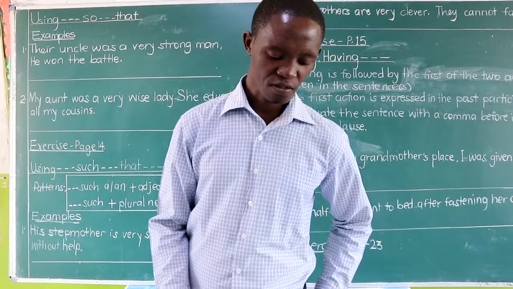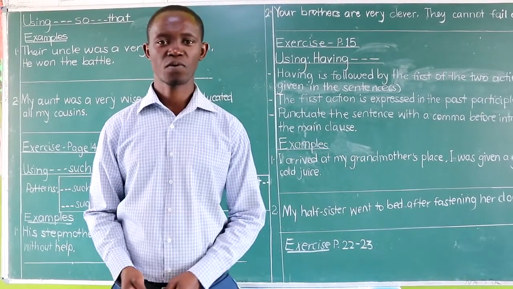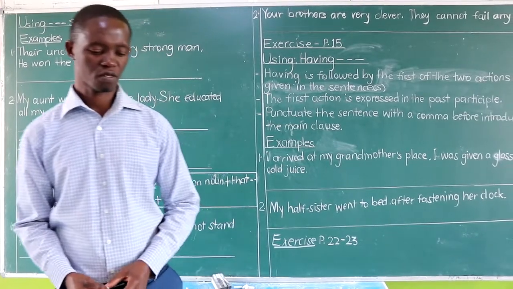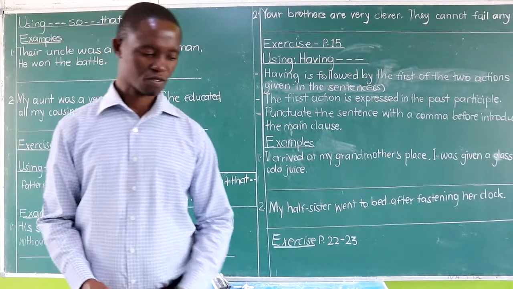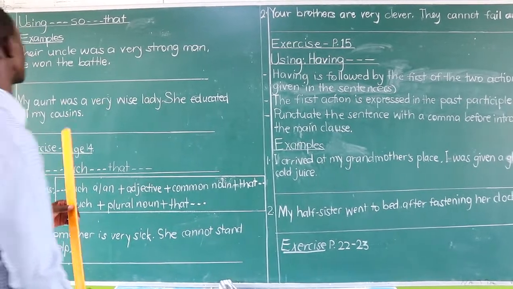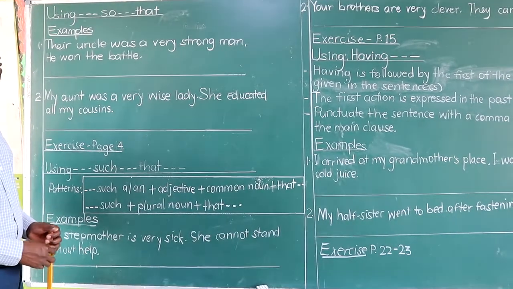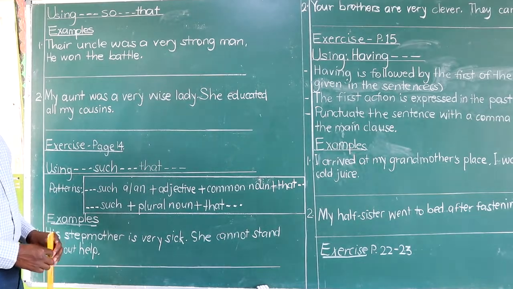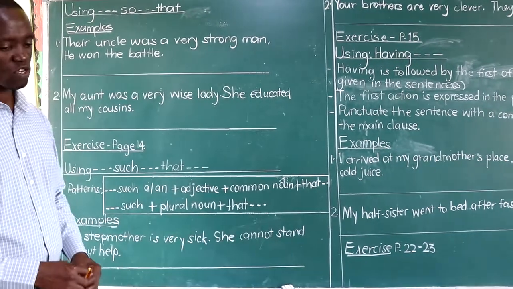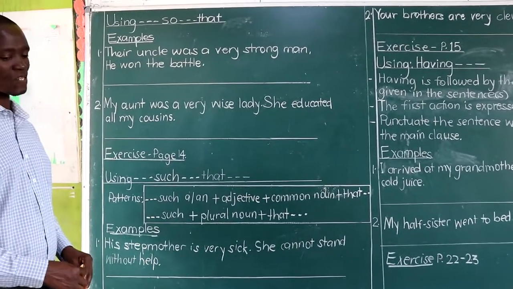We are in P6 and, like I normally tell you, our lessons follow the workbook. This is term 2 English, the workbook of term 2 English P6. From the previous lesson where we ended on page 14, we now continue from the same page with a new structure pattern, and that is using so that.